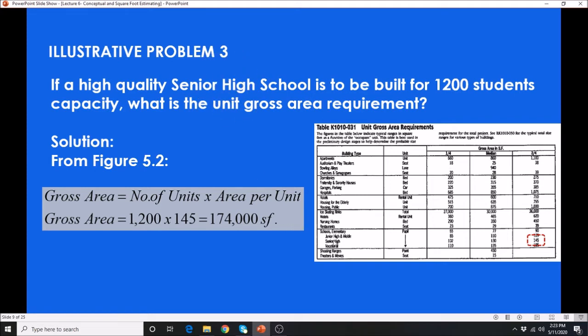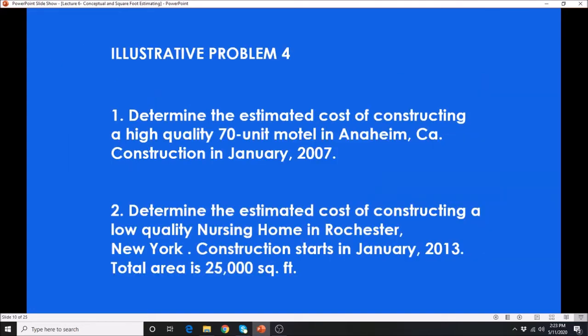So in this particular case, we have here senior high school. Then I want you to go across high quality. So we have to go into the 3/4 column, and that gives you 145. That means that for every one student, it occupies about 145 square feet. And that's the reason why we have this factor, 145 times 1,200 students, and that will give you the square footage. All right, so let's combine all those together into just one problem.